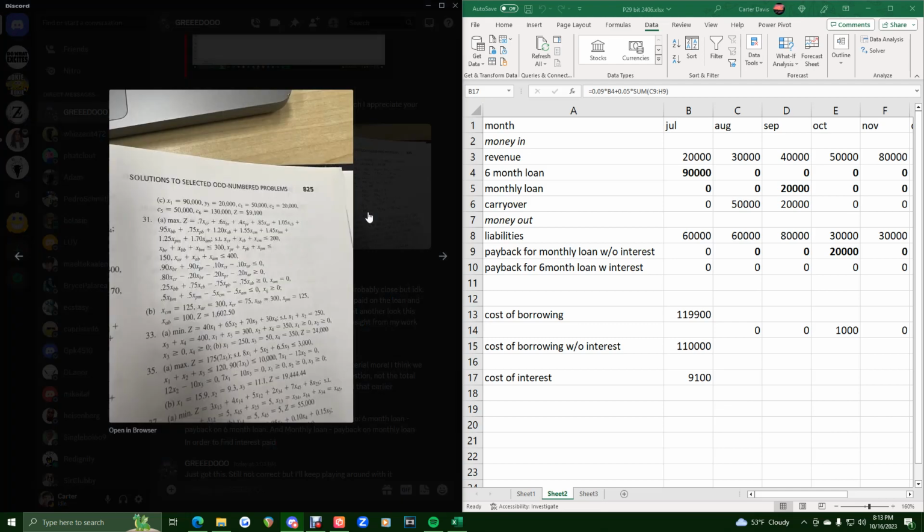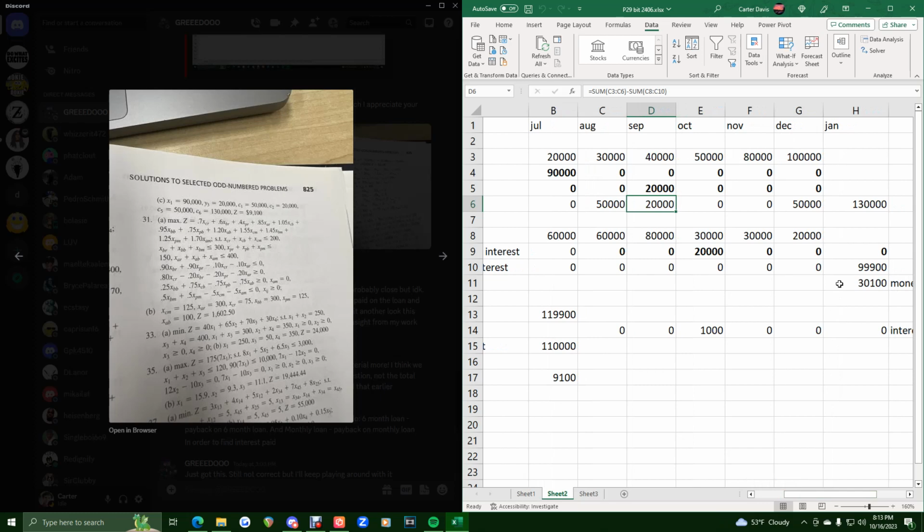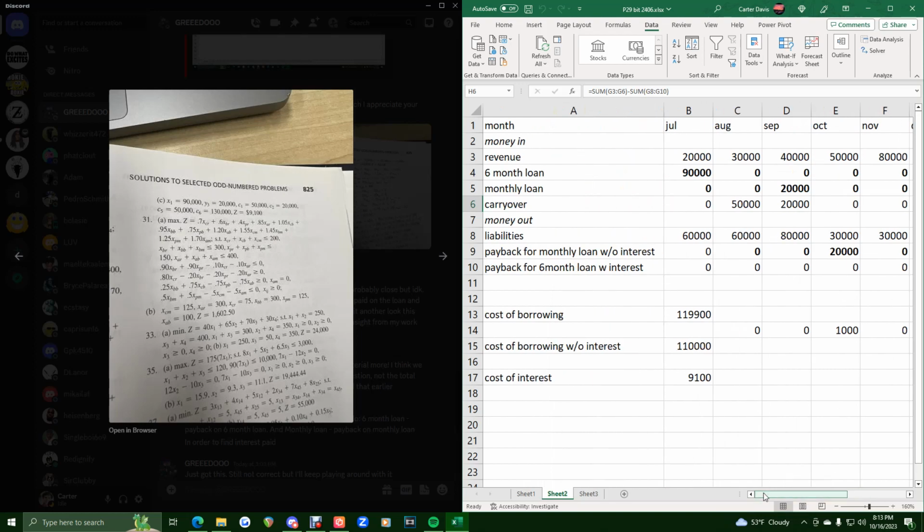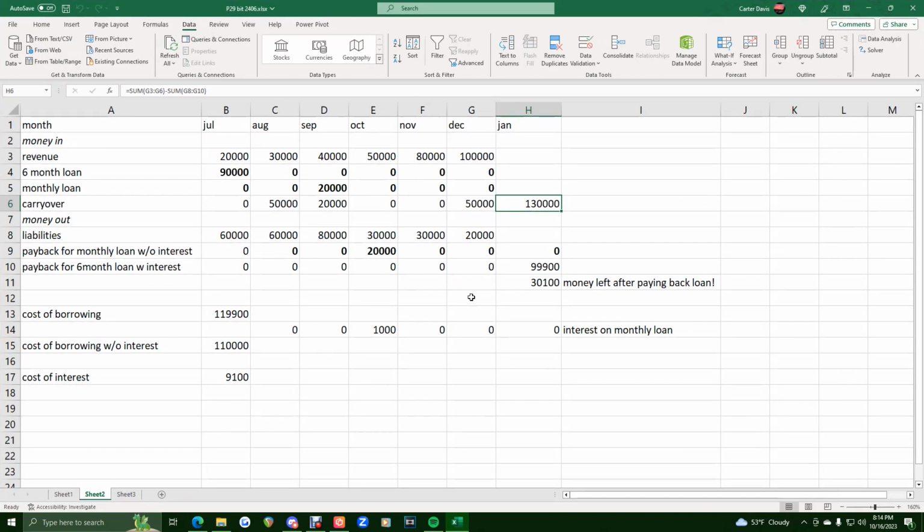Solutions. Yep. So we get 90,000 as the 6-month loan. We get 20,000, sorry, for the third monthly loan. Carryovers are 50,000, 20,000, 50,000. So the first carryover is 50, the second is 20, the fifth is 50,000. The last one's 130,000. It worked out solidly. Okay. Pretty cool. All right.